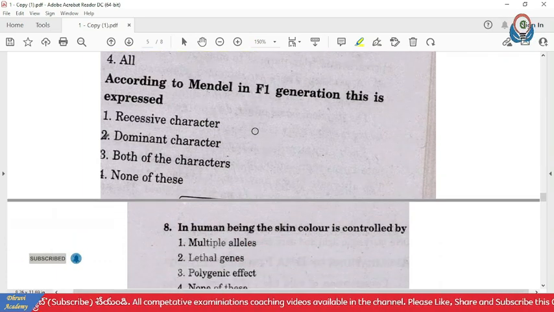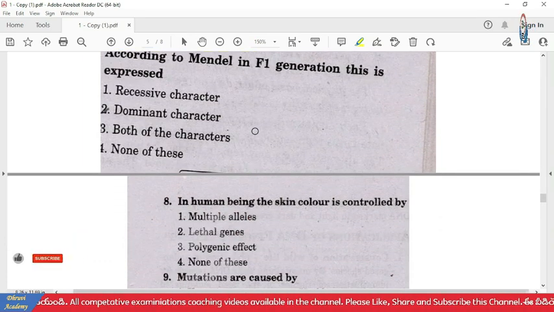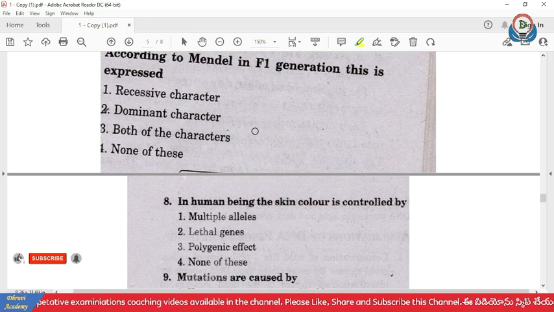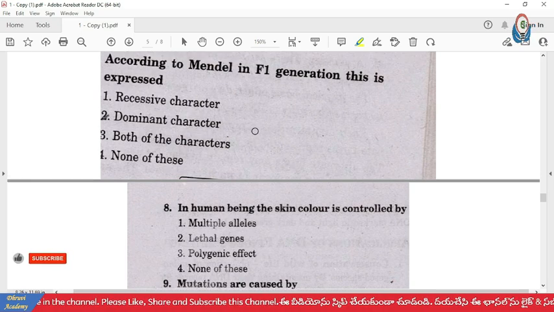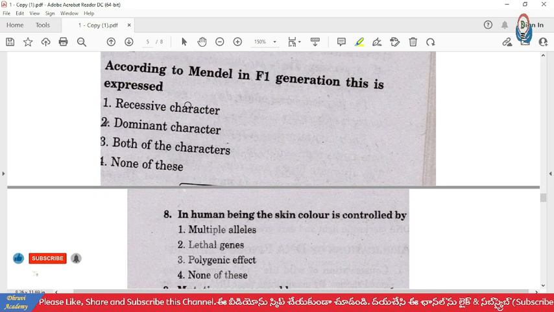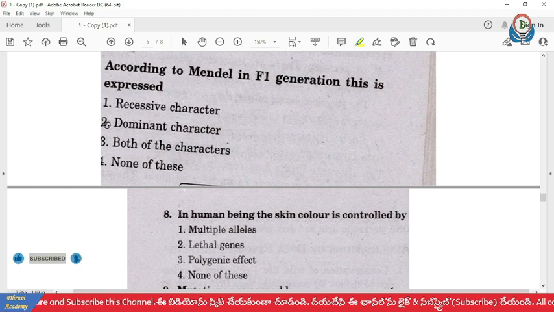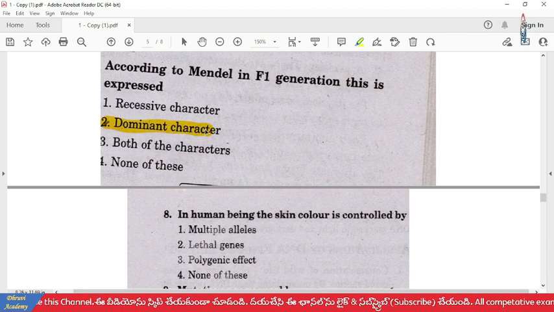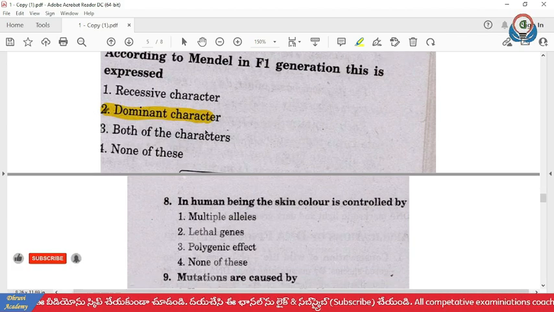Next, according to Mendel, in F1 generation, this is expressed. Is it a recessive character, or a dominant character, or both of the characters, or none of these? According to Mendel, in the F1 generation, dominant characters are expressed.